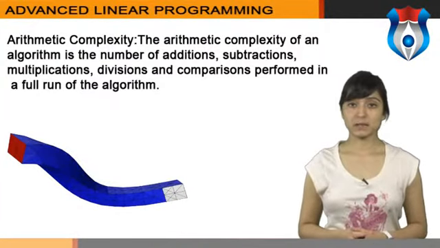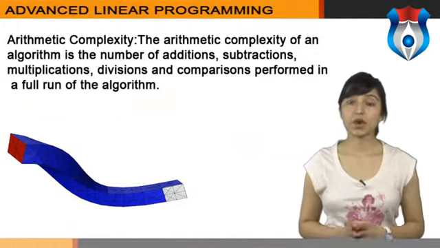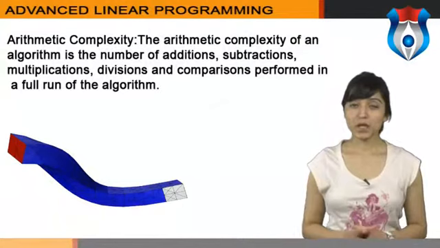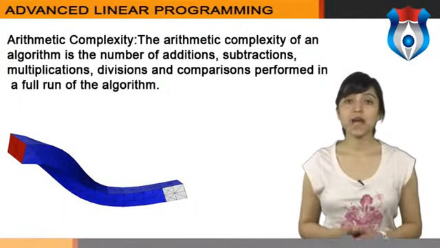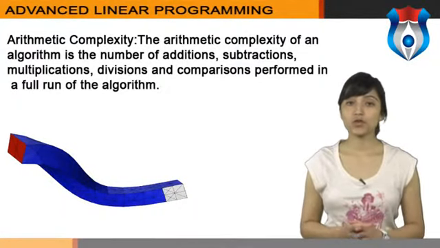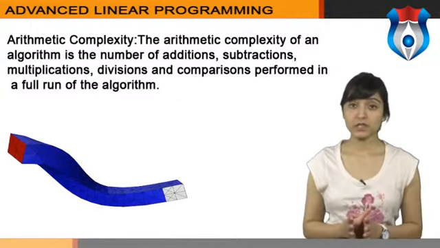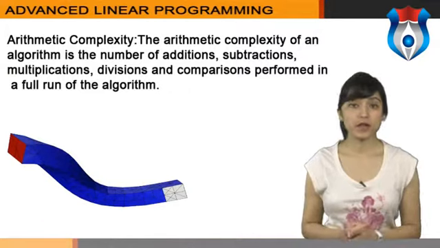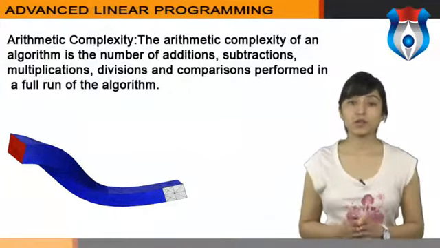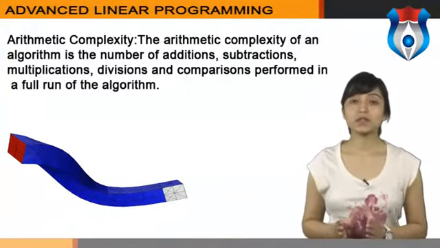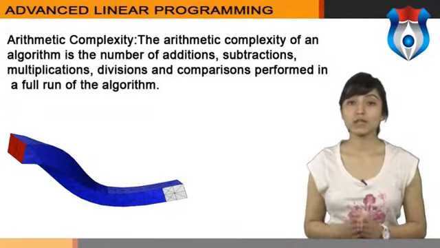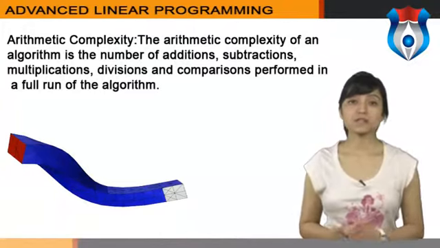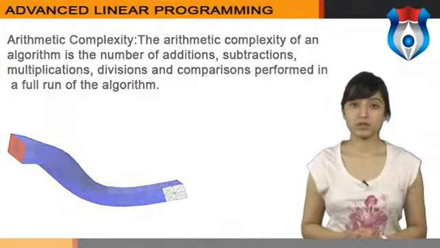Arithmetic complexity. The arithmetic complexity of an algorithm is the number of additions, subtractions, multiplications, divisions and comparisons performed in a full run of the algorithm. It is a reasonable measure of the amount of time a computer will take to run the algorithm, provided that there is not much else going on besides basic arithmetic, and provided that the size of the numbers involved is bounded.